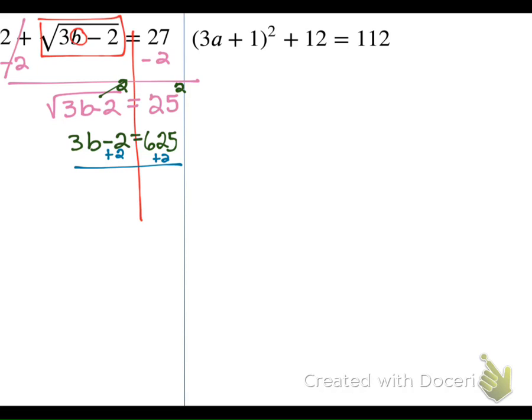Okay. So that cancels. Left side, I bring down 3b. Right side, what's 625 plus 2? 627. Now, how do I get the b by itself? What do we do? Division. Divide by 3. What's 627 divided by 3? 209. 209.